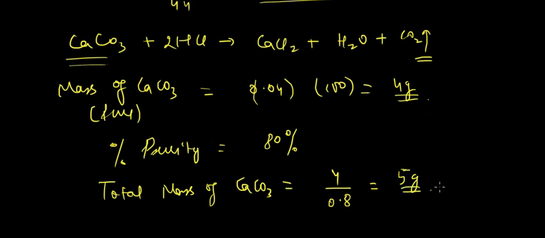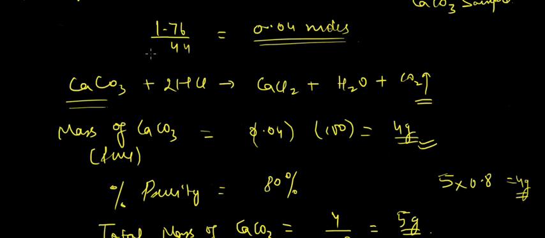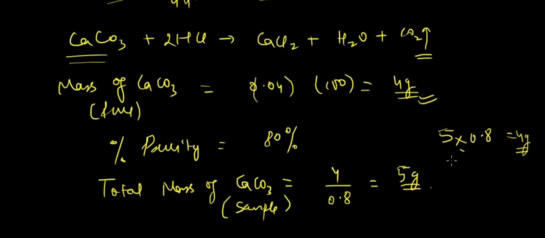Okay, so total mass of CaCO3 with impurity, or the sample rather, should be 5 grams. Okay, so from that 5 gram, percentage purity would be 80%, hence 5 into 0.8 will give us 4 grams, and this 4 grams should be used to produce 1.76 grams of CO2. Okay, so the mass of the sample, that is pure CaCO3 plus impurity, should be 5 grams.